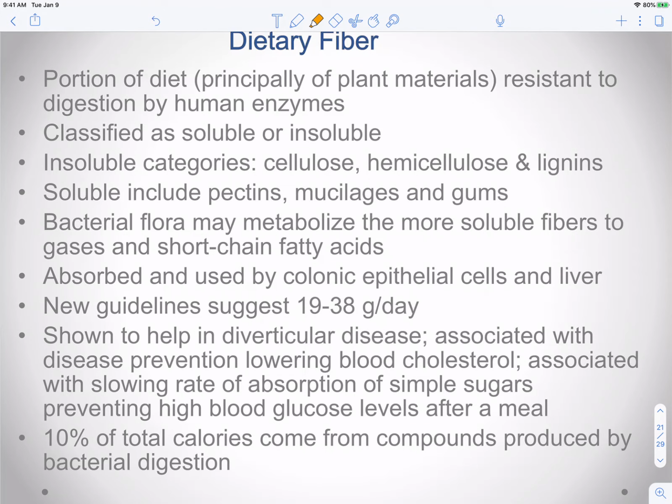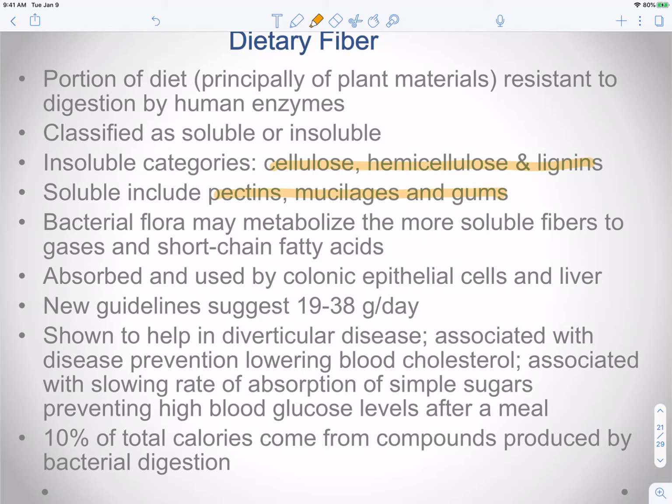Now, a portion of the diet is going to be fiber, and this is not going to be able to be digested by our enzymes. This is classified as soluble or insoluble. Insoluble are going to be cellulose, hemicellulose, and lignins, and soluble are going to be pectins, gums, things that are found in foods to make them more palatable, for example. The bacterial flora are going to metabolize our soluble fibers to gases and short-chain fatty acids, and again, these are going to be absorbed by the colon.